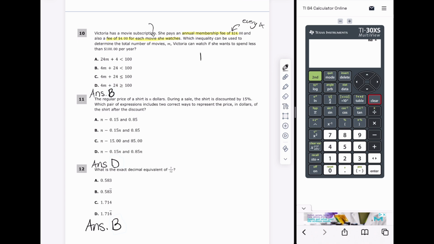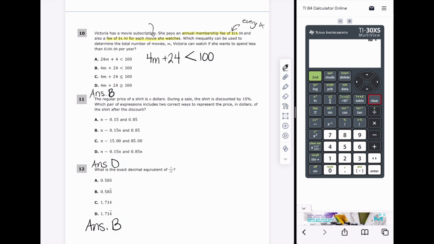Okay, so I know she wants to spend less than $100. So I'm going to put this over here. And we know that every time she pays for a movie, she pays $4. So 4M plus the $24 fee. And so that's how I got my equation, 4M plus 24, not an equation, inequality. Wait, she wants to spend less than, ooh, look at that. She wants whatever she spends to be less than $100. So the 100 has to be more. So I had to flip that sign. See, this is why we have to be careful. That's the greater value, which is the $100.